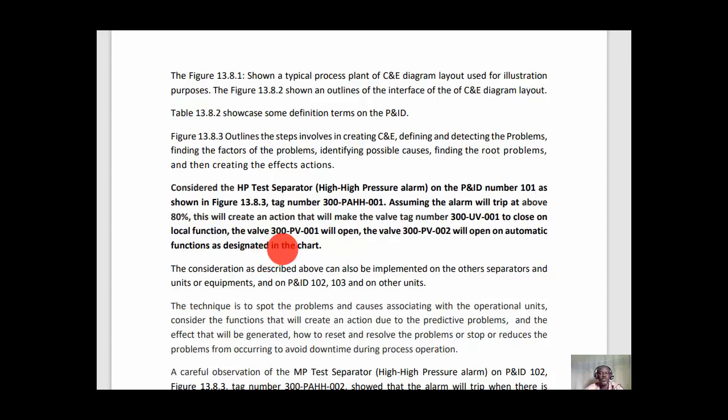The valve 300-PV-001 will open. The valve 300-PV-002 will open on automatic function as designated in the chart. The consideration as described above can also be implemented on the other separator and unit or equipment, and on P&ID 102, 103 and other units.